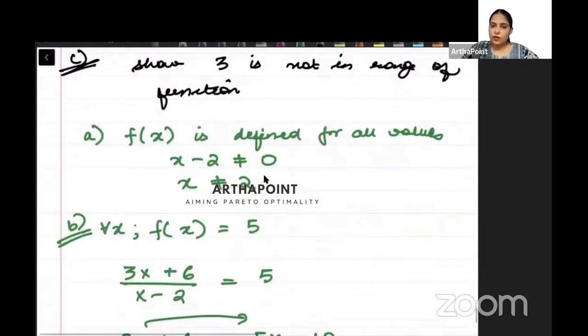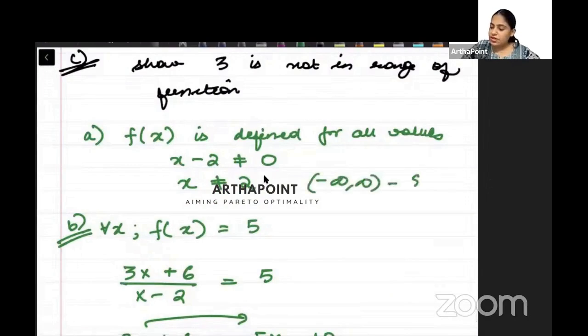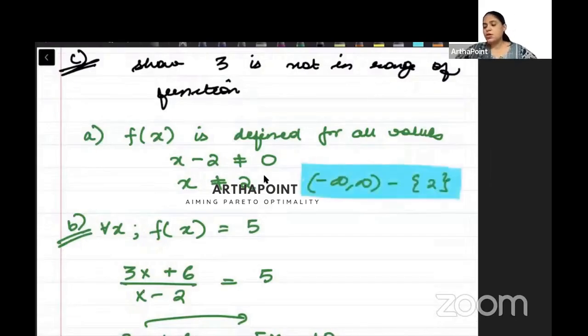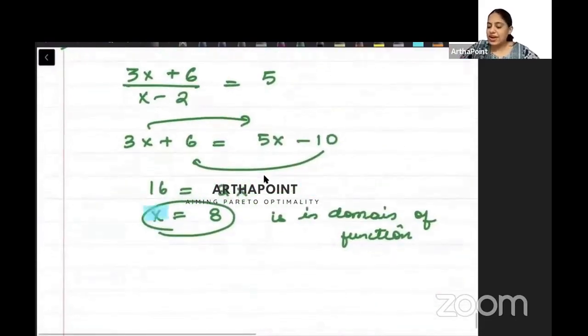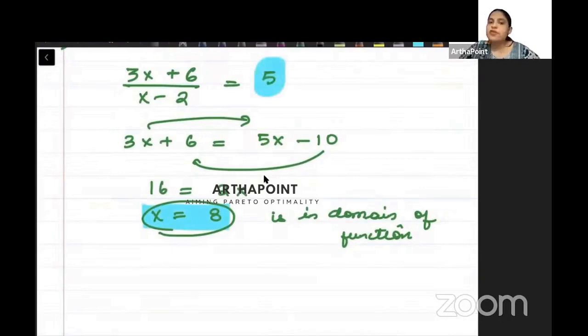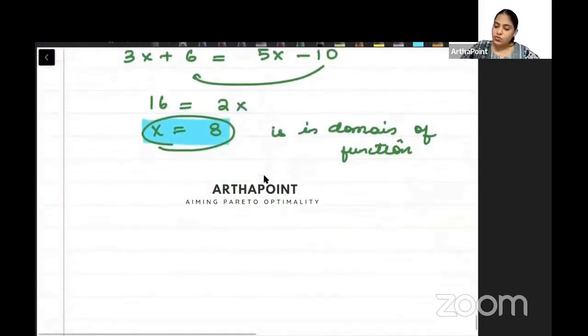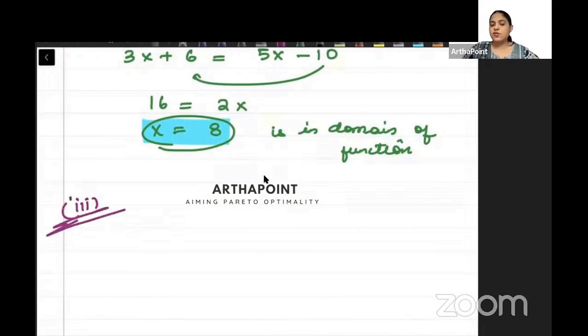क्योंकि domain क्या है? What is the domain? All values from minus infinity to infinity except 2. 2 को छोड़ के सारा values जो भी है वो domain है. All values are in the domain, है ना? So x is equal to 8 is in the domain. और जब x 8 है तभी फंक्शन का वैल्यू 5 है. When x is 8 then the functional value is 5. So 5 is in the range. ठीक है बच्चे.